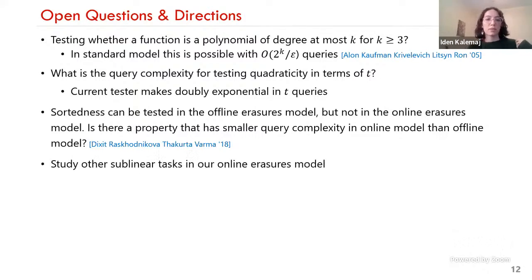Finally, it'd be interesting to study other sublinear tasks in this model. We only study property testing tasks, but the model of online erasures is defined more generally to work for any sublinear task. Examples of interesting tasks would be estimating parameters of graphs or functions.